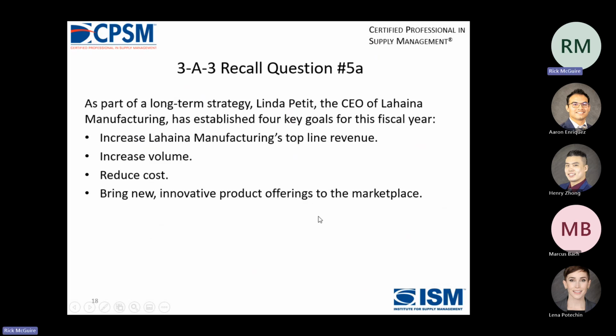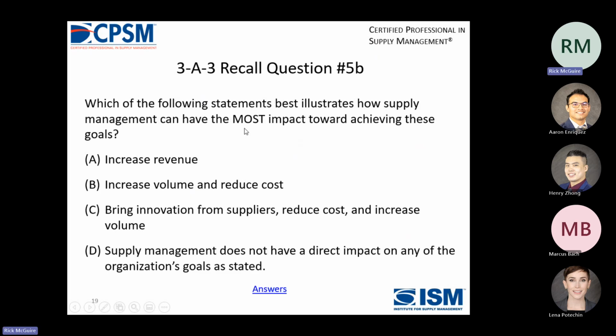Okay, our first group question for the day. As part of a long-term strategy, Linda Pettit, the CEO of Lahana Manufacturing, has established 4 key goals for the fiscal year: increase manufacturing's top-line revenue, increase volume, reduce cost, and bring new innovative product offerings to the marketplace. So those are the 4 goals she's got. Which of the following statements best illustrates how supply management can have the most impact towards achieving those 4 goals?